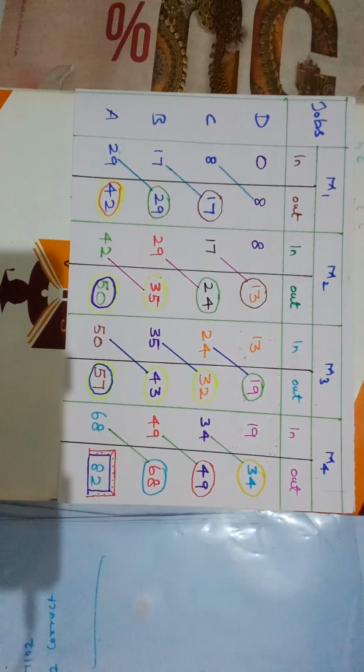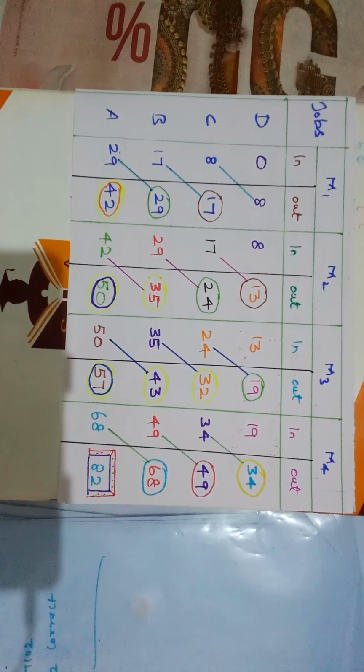So in this model, we have to find out the first job in all machines. Okay, we have completed the first job. What does it mean? The first job completion in all machines is 34 hours, isn't it? Okay, now let us move to the next job, that is C.